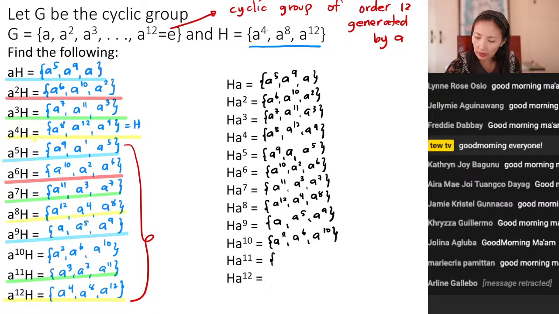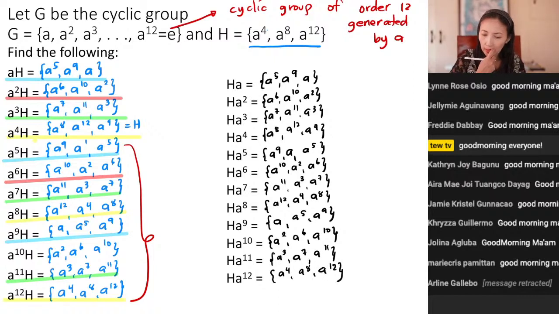A raised to 11 will be a cubed, a raised to 7, 7 plus 5, 11 rather. That would be 19, minus 12, a7. Then a raised to 11, correct? And finally, a12 will be a to the 4th, a to the 8th, and a to the 12. Okay, so which are equal?